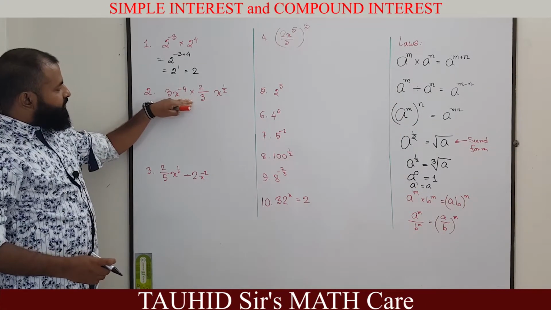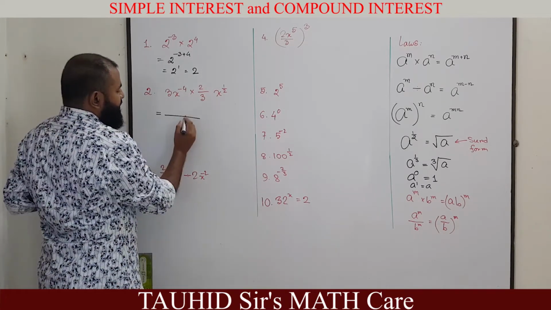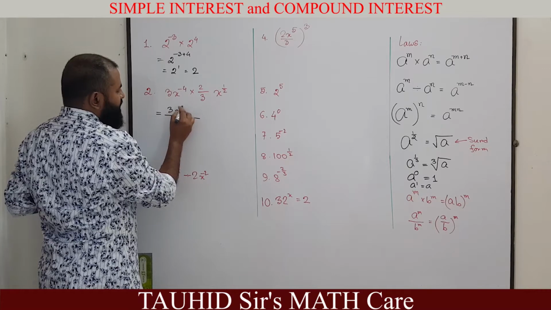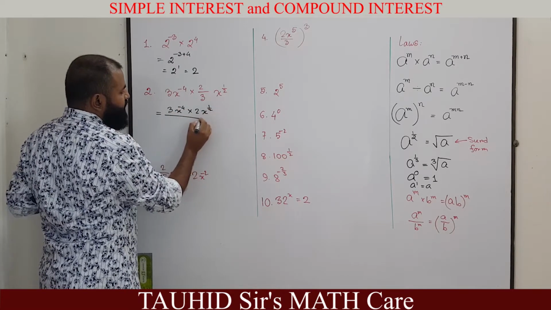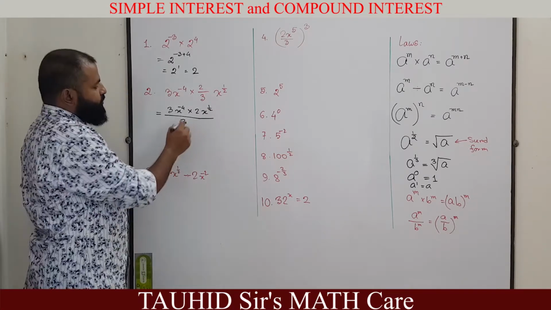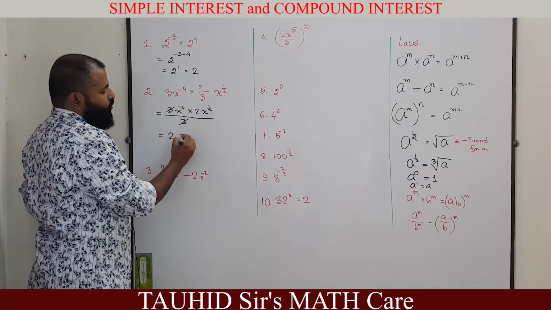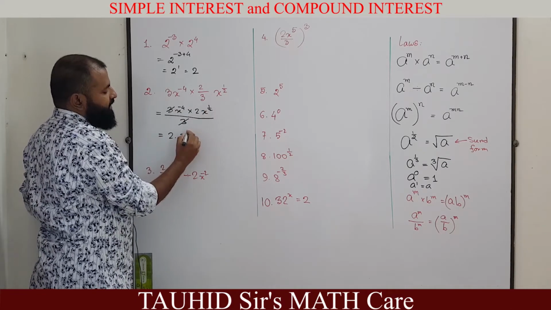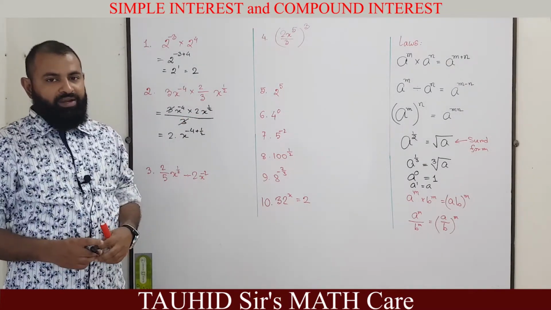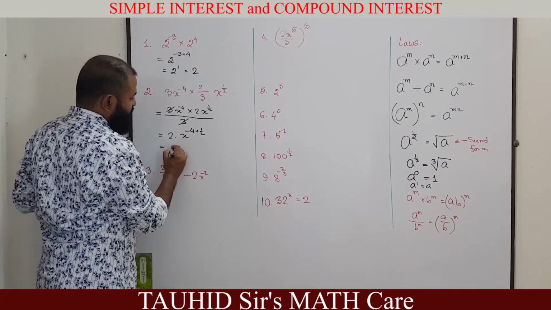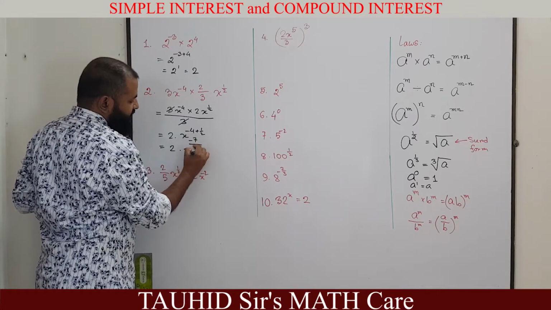3x to the power minus 4 multiplied by 2 by 3 x to the power half. We can write this as 3x to the power minus 4 into 2x to the power half divided by 3. So these threes cancel each other. 2 into x to the power minus 4 plus half, because if the base is same, powers will be added. So 2 into x to the power minus 4 plus half, that means x to the power minus 7 by 2.